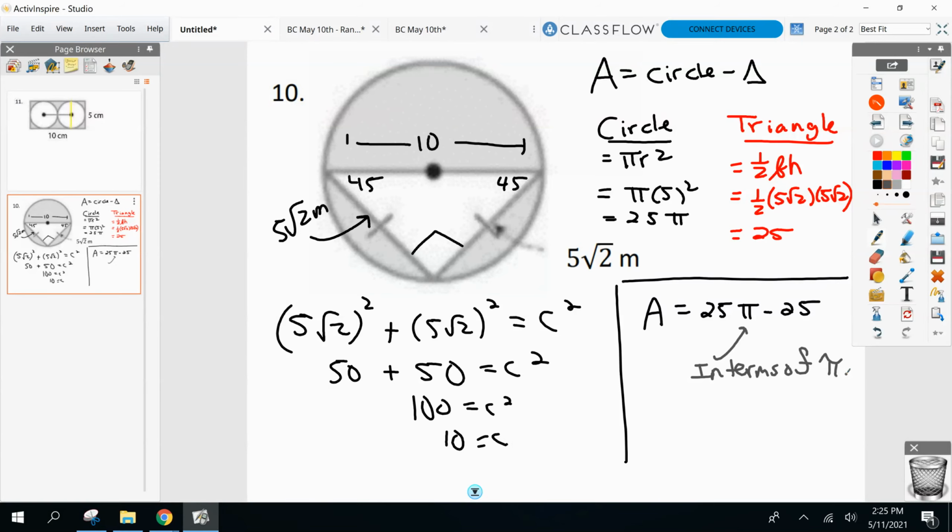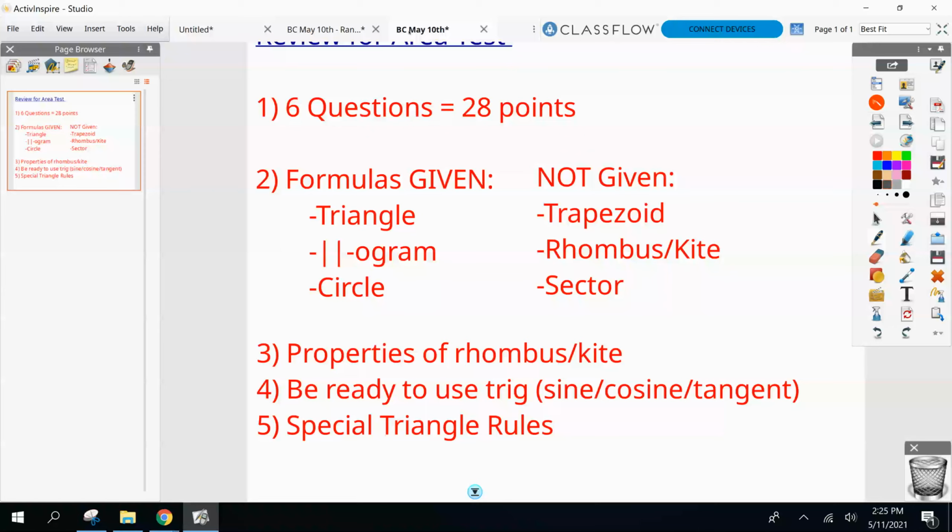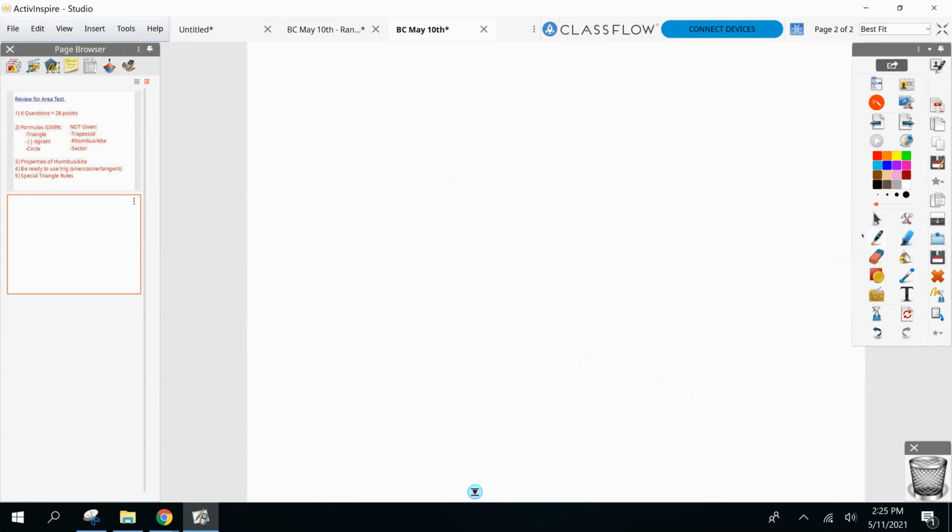Other specific questions, topics you want to cover? Again, let me just put up the topics. Yep. Can we go over the properties for the rhombus and kite that we need to know? Yep.